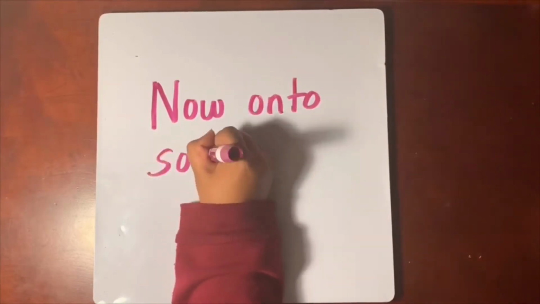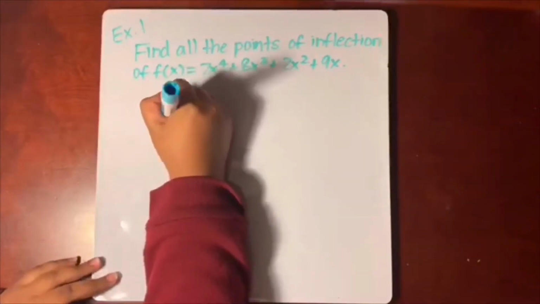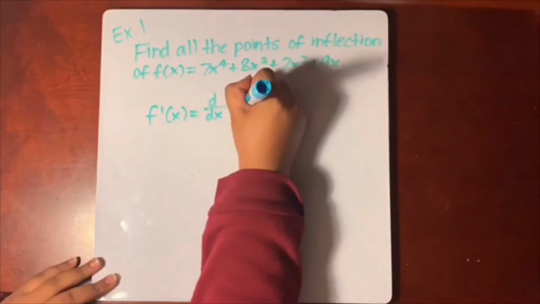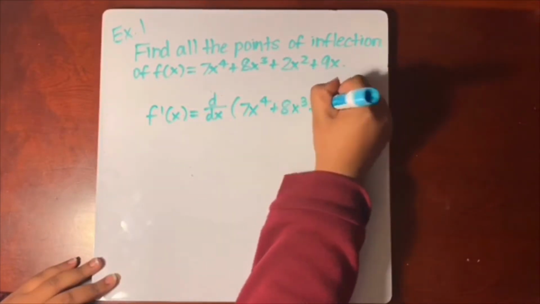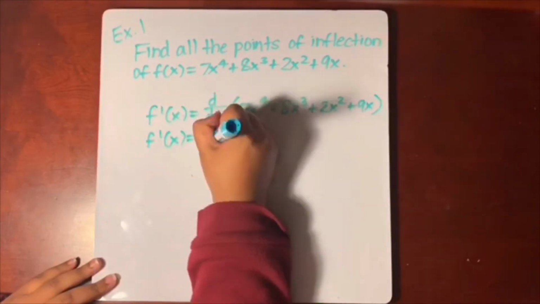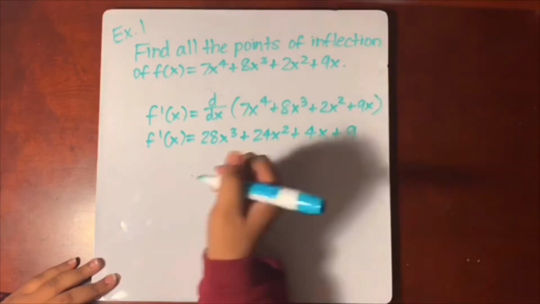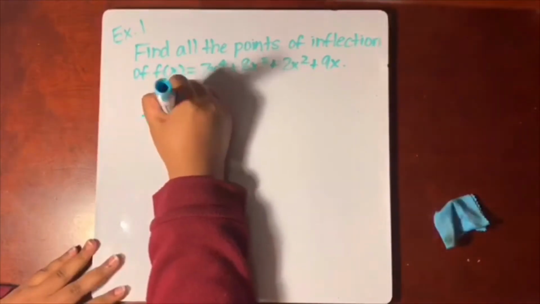Now let's get on to some examples. Example 1 is asking us to find all the points of inflection of 7x to the power of 4 plus 8x cubed plus 2x squared plus 9x. We first must find the first derivative of the given f of x. We do this so we can take the derivative of the first derivative, also known as the second derivative.